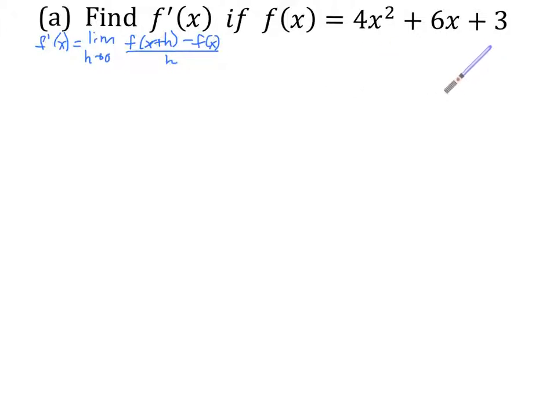So this right here is what we're going to use with our function here. So this whole thing here is our function, and everywhere you see an x, you're going to substitute in x plus h. So this is just saying take the function, and wherever you see an x, you're going to substitute in x plus h. Then you have to subtract the entire original function. So it's very similar to what we were doing yesterday, but it's all over just the letter h.